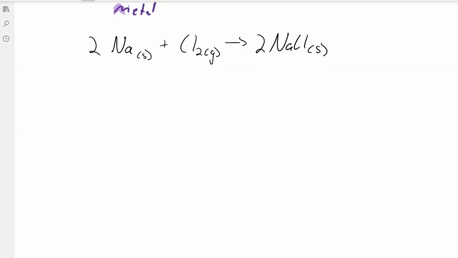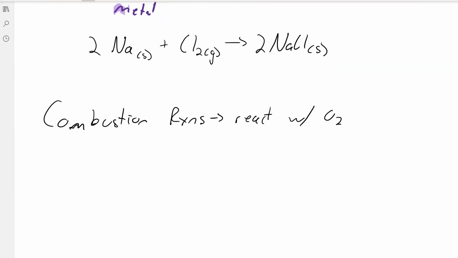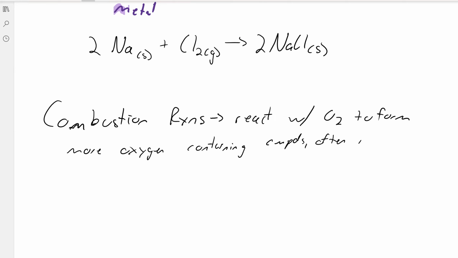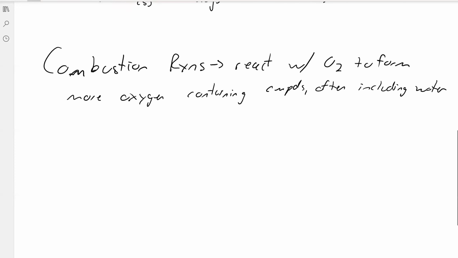Another very common example of redox reactions are combustion reactions. In a combustion reaction, we're going to have something react with oxygen to form more oxygen-containing compounds, often including water. In addition, most combustion reactions happen with hydrocarbons, so compounds with carbon and hydrogen, and they produce carbon dioxide.